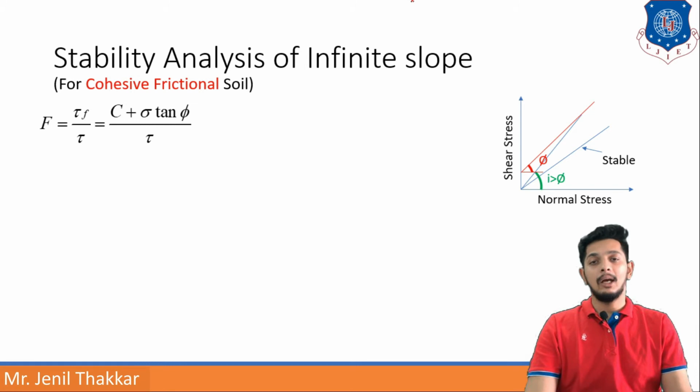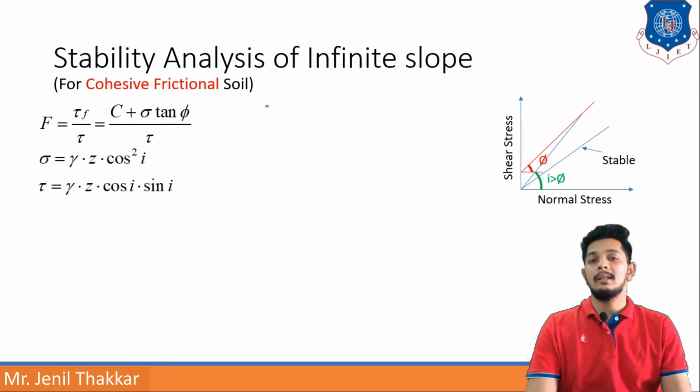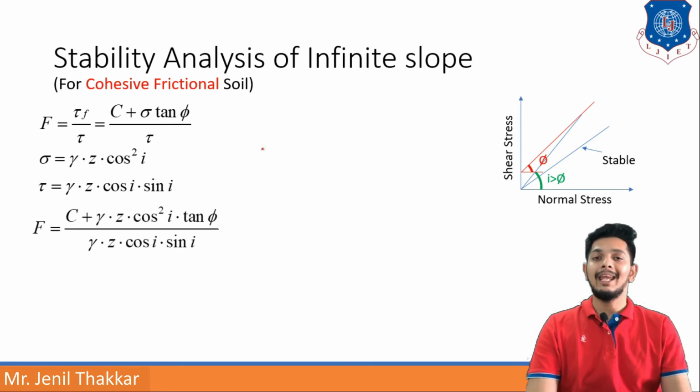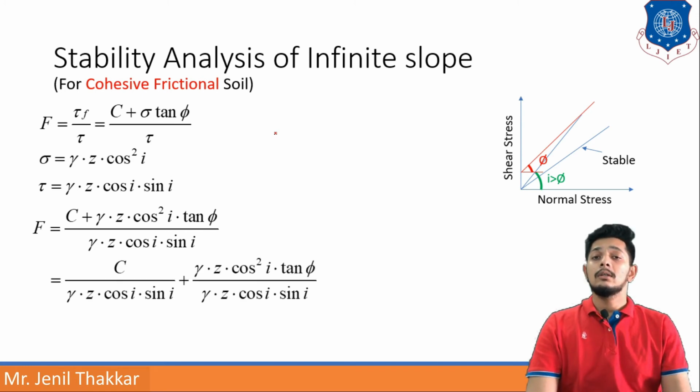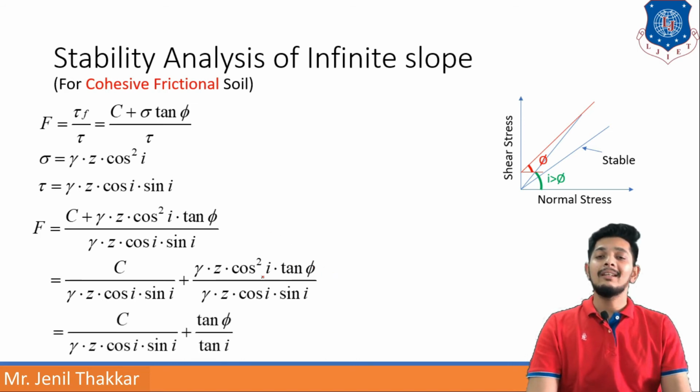F is equal to tau f by tau. If it is cohesive frictional soil, c cannot be 0 and phi cannot be 0. So I have to consider tau f is equal to c plus sigma tan phi. Putting sigma and tau values from the very basic equations, sigma as gamma z cos square i and tau as gamma z cos i into sin i, the factor of safety F can be written as c plus gamma z cos square i into tan phi, upon tau value, which will be gamma z cos i into sin i. Further, dividing both terms individually, we can write like this, and the right hand side term will be converted into tan phi upon tan i.